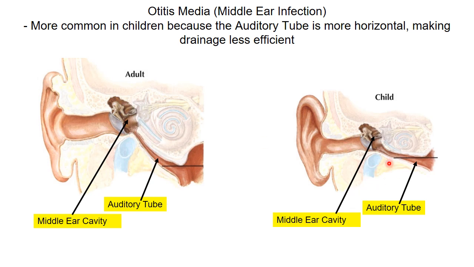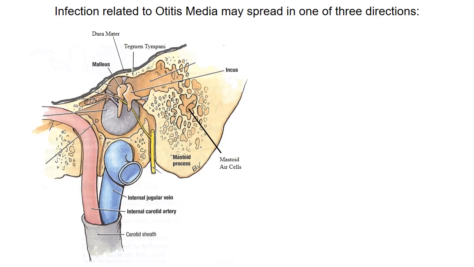Kids are more built for middle ear infections because they don't have a good drainage system for their middle ear. But that's the usual anatomical explanation for the higher incidence rate of otitis media in kids versus adults. What are the consequences of otitis media?